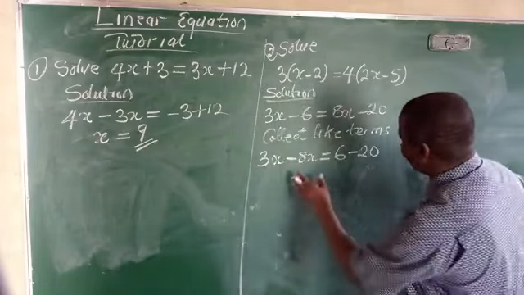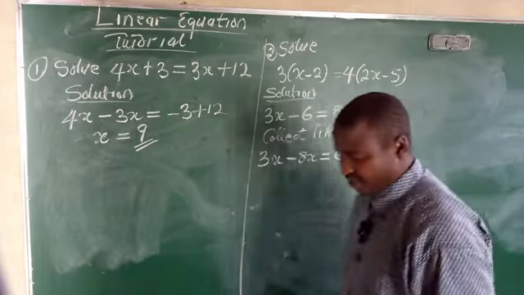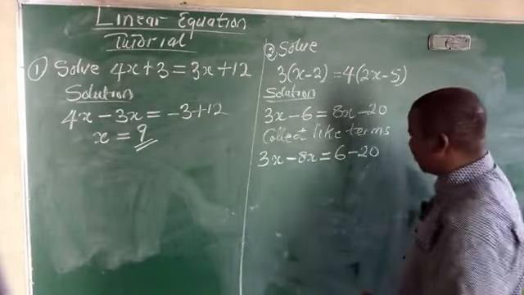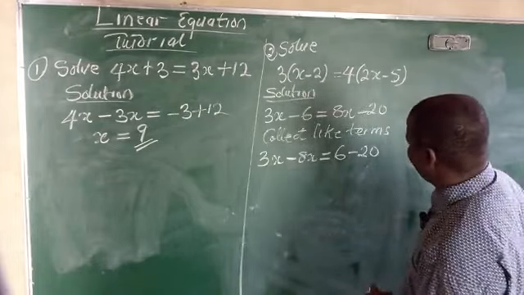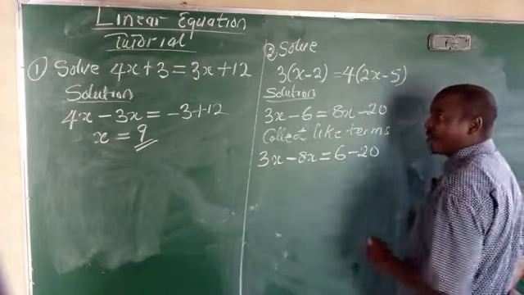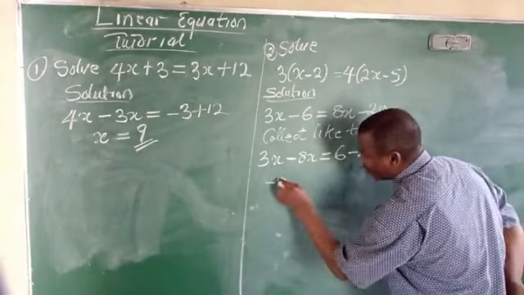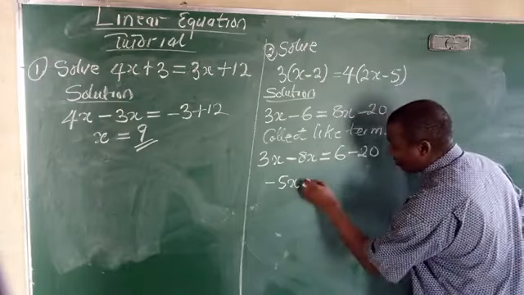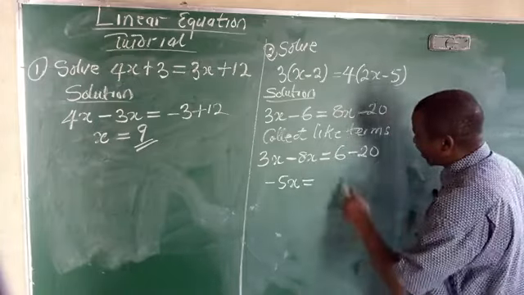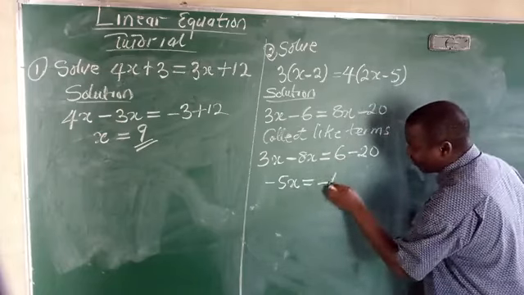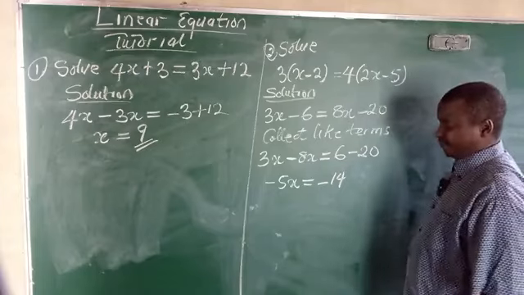Now we have arrived at this. Then what do we do? We simply say that 3x minus 8x gives us minus 5x, equal to 6 minus 20, which gives us minus 14.